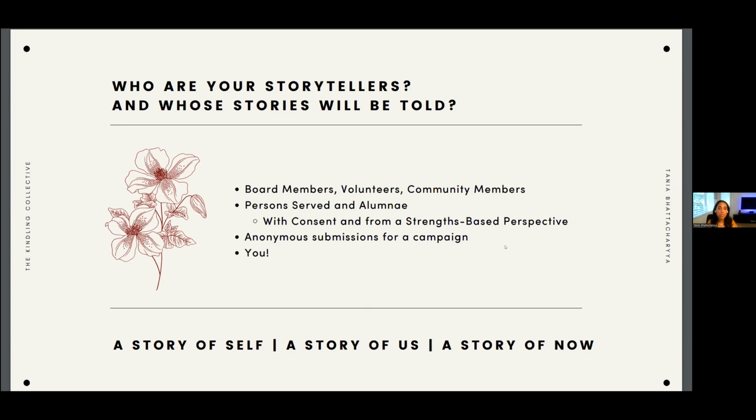And so those are the three stories that I would suggest every advocate, every change maker, every leader has in their go-to storytelling library. And so that story of self is a personal story. The story of us is a collective story. And then the story of now really speaks to what is that urgent need that you are working on.